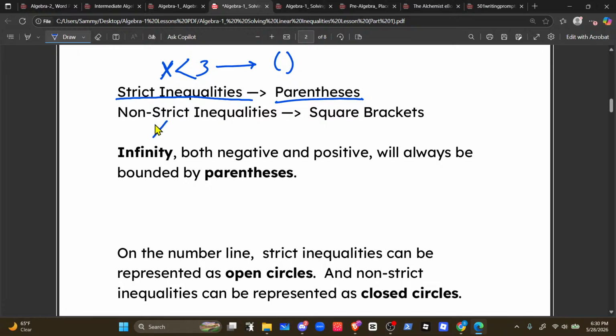Okay, because it's a strict inequality. If you had something like x is less than or equal to 3, you would end up using brackets to do your interval notation, because less than or equal to is a non-strict inequality.